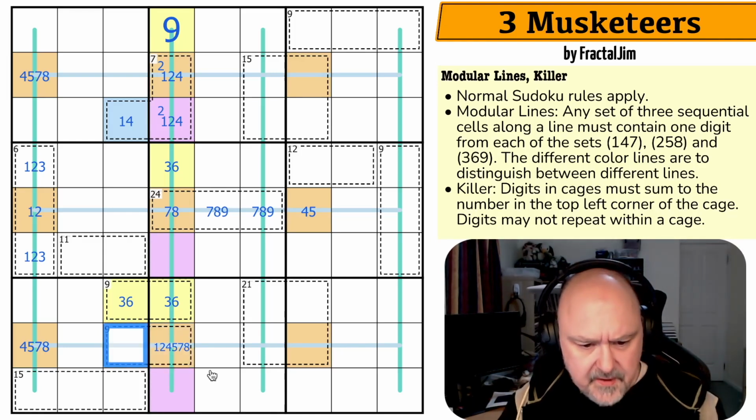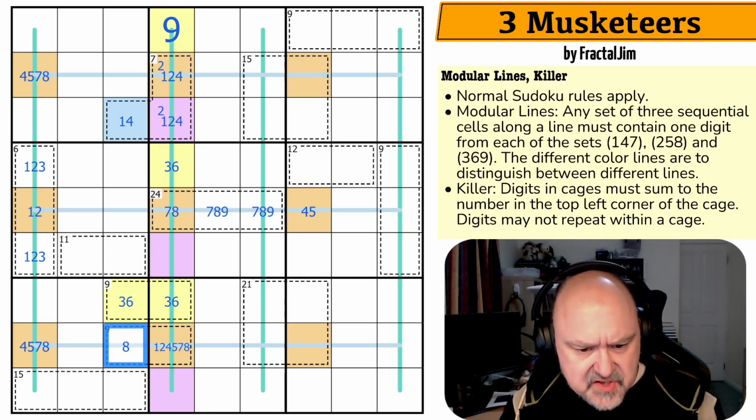What can this be? If it's 1, it's 8. If it's 2, it's 7. If it's 4, it's 5. If it's 5, it's 4. If it's 7, it's 2. And if it's 8, it's 1. 3, 6, and 9 cannot go here.